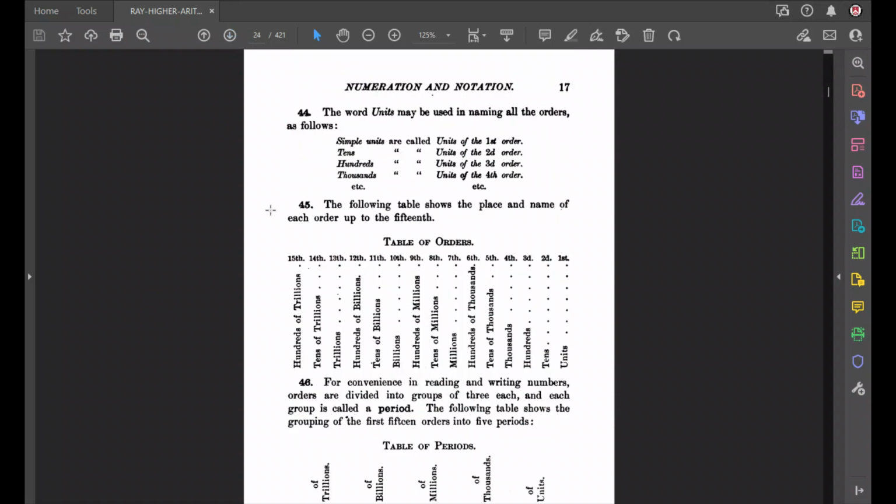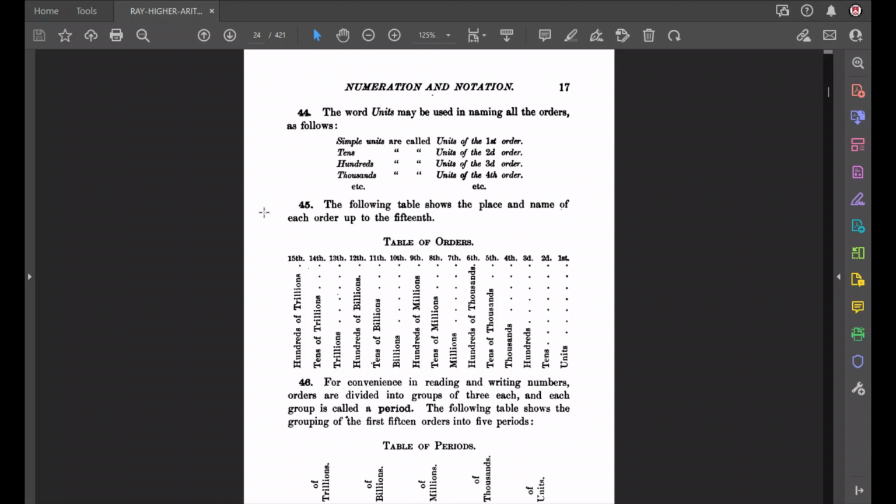That's Article 43. Article 44. The word units may be used in naming all the orders as follows. So when we have a number, let's say 4,326, we call this the units place, we call this the tens place, we call this the hundreds place, and we call this the thousands place. But we refer to all of these as units. 2 units of tens, 3 units of hundreds, 4 units of thousands.